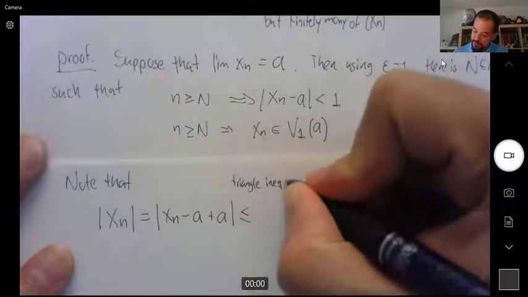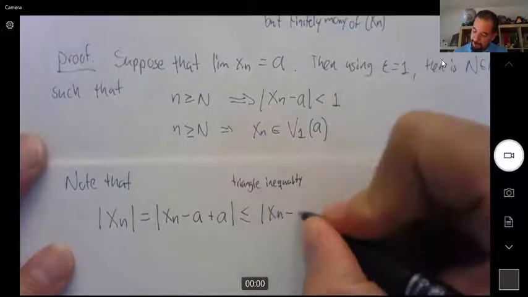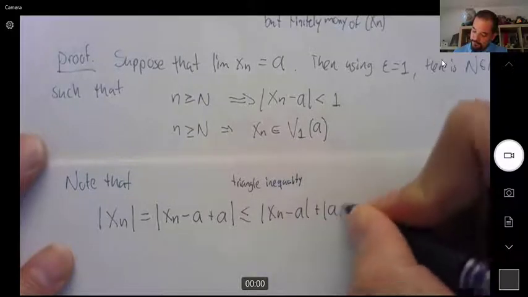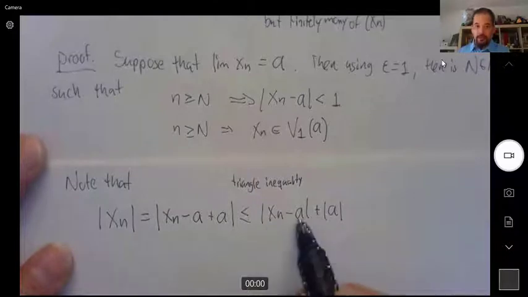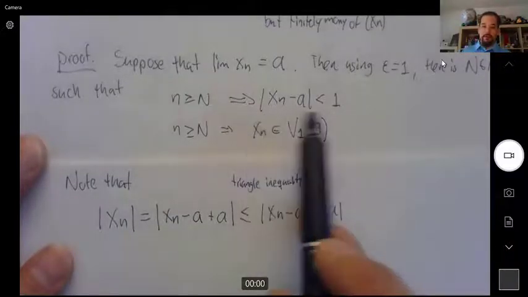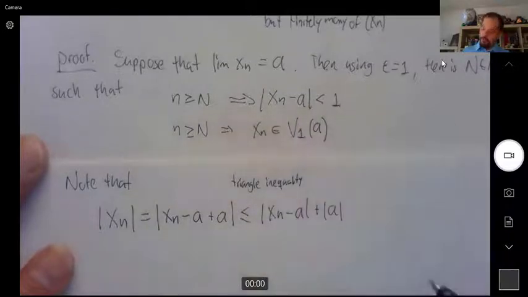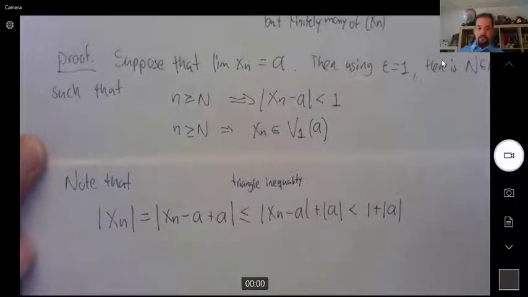Triangle inequality. We can bound it as the sum of the first term plus the sum of the second term. And that's awesome because now I can use my inequality that I had here from before. I knew that this quantity over here is bounded by 1. So this is less than 1 plus absolute value of a, right?